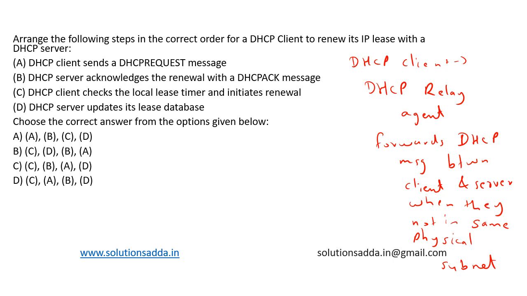Now we will see how the DHCP client is renewing its IP lease with a DHCP server. So the first step in renewing the IP lease is that the DHCP client checks the local lease timer and initiates a renewal.